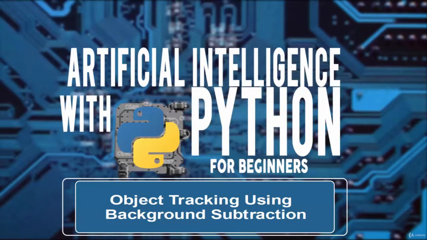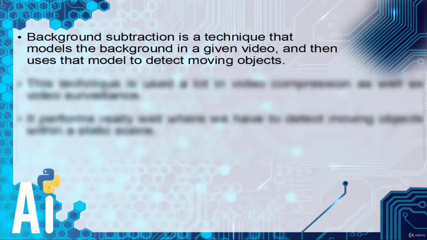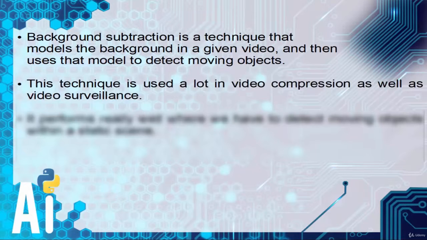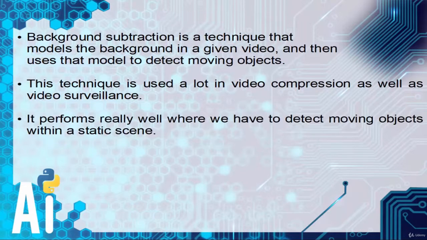Welcome. In this video, we'll learn about object tracking using background subtraction. Background subtraction is a technique that models the background in a given video and then uses that model to detect moving objects. This technique is used a lot in video compression as well as video surveillance. It performs really well where we have to detect moving objects within a static scene.